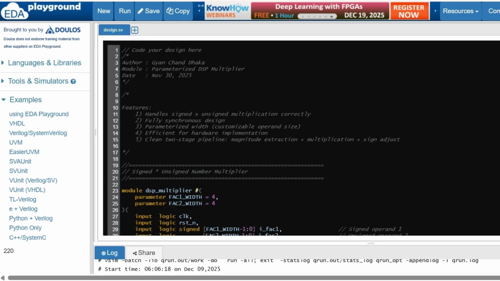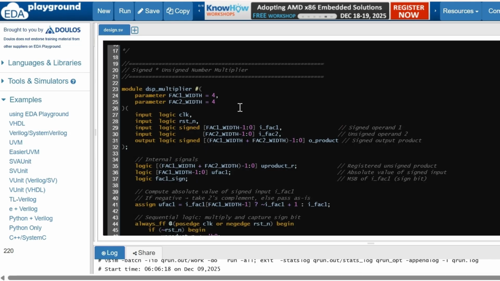Let's first understand the top level features of this module. So, this module handles multiplication of a signed number with an unsigned number. It is a fully synchronous design and we can have parameterized input factors of the multiplier. The design is very efficient for hardware implementation, rather I would say it is a hardware optimized design.